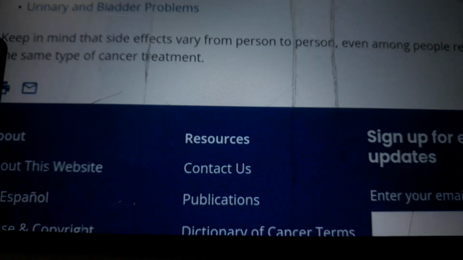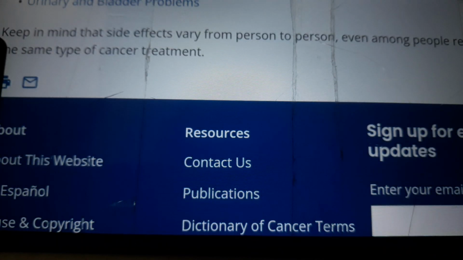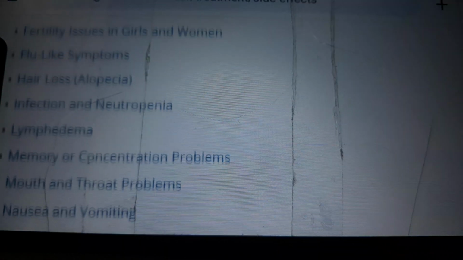Keep in mind that side effects vary from person to person amongst people receiving the same type of treatment.